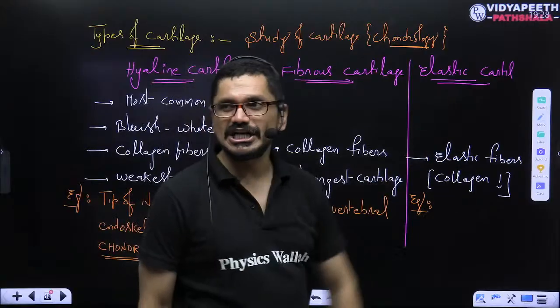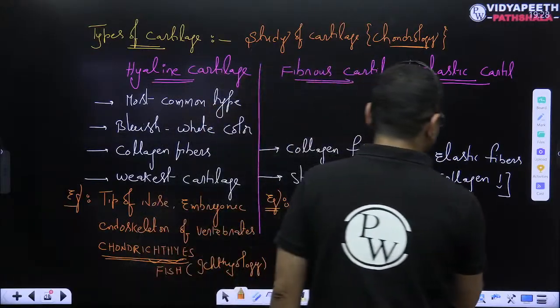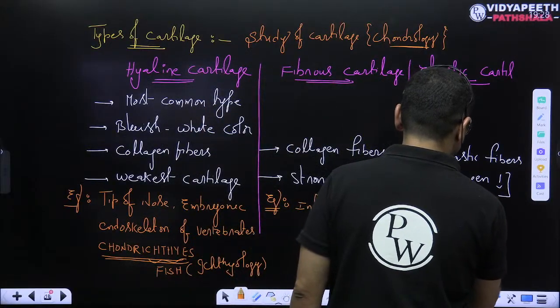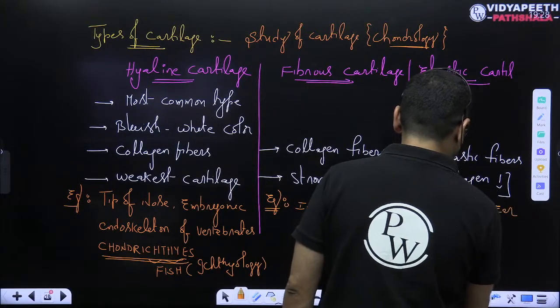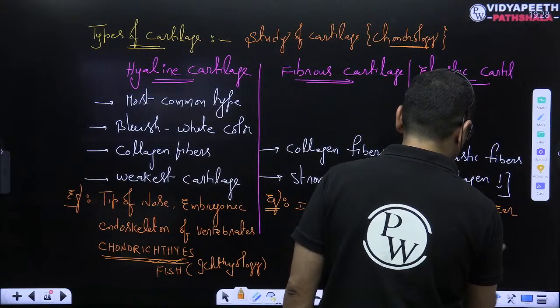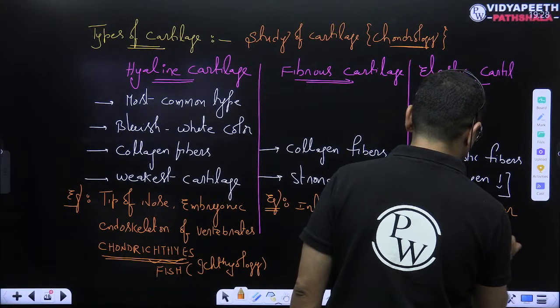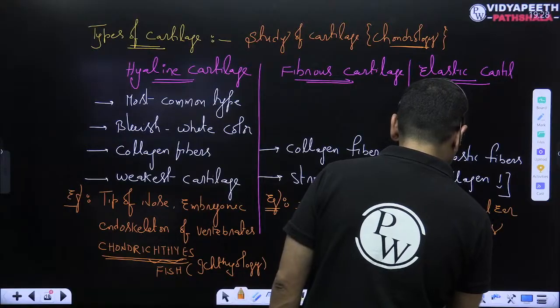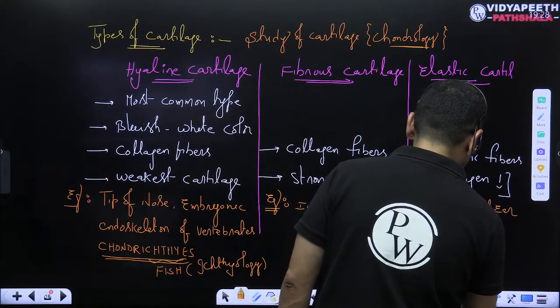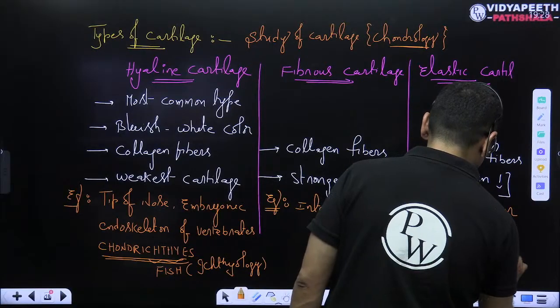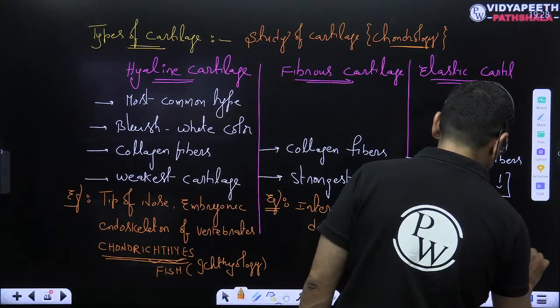And now elastic cartilage, where it is present: external ear, epiglottis, eustachian tube. Eustachian tubes contain this cartilage.